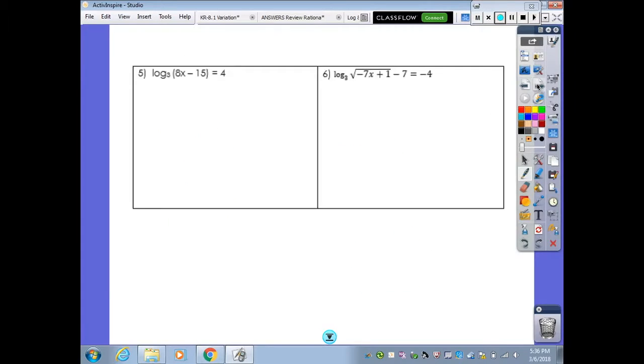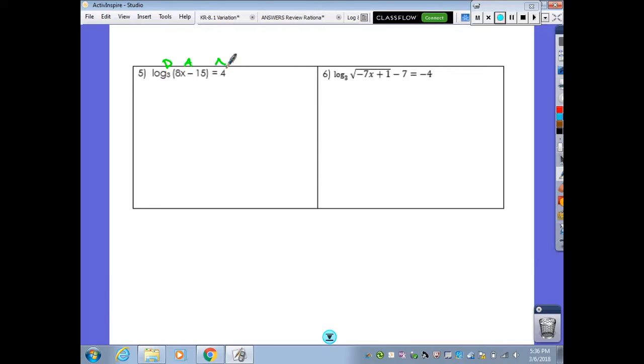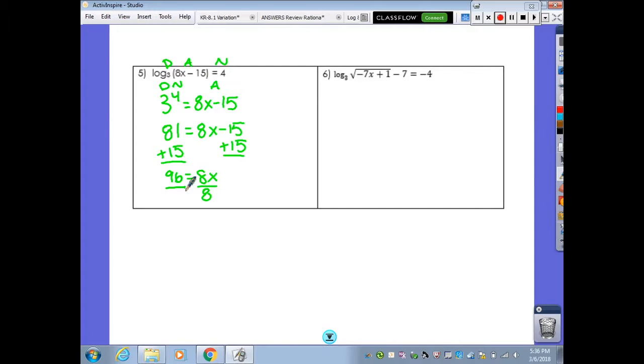Now let's go on to the next. More example problems. So again, we can rewrite both sides. So we have DNA, and we can solve. 3 to the 4th is 3, 9, 27, 81. Add 15 to both sides. We get 96 is equal to 8x. Divide both sides by 8. And x is equal to 12.